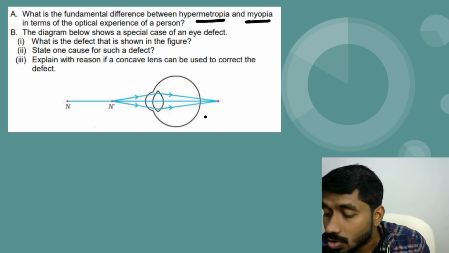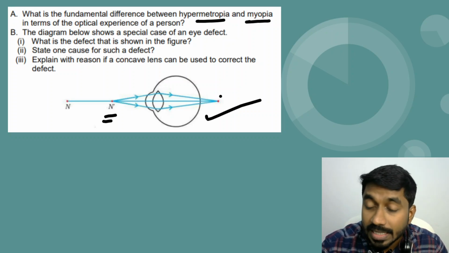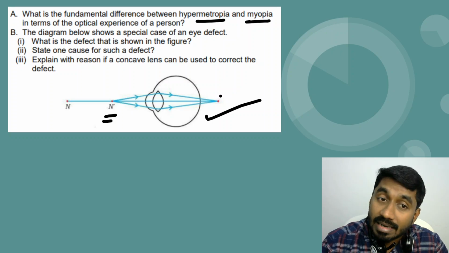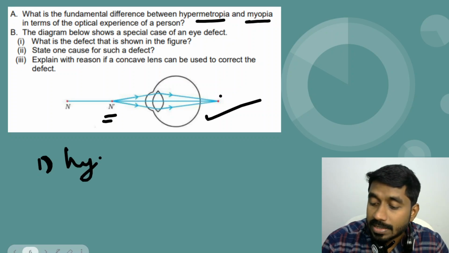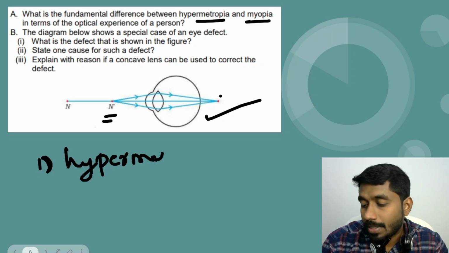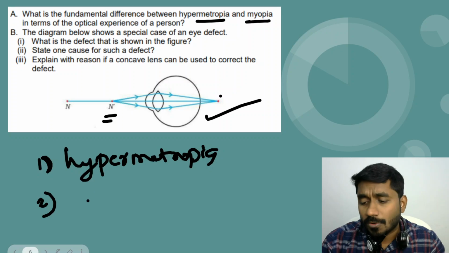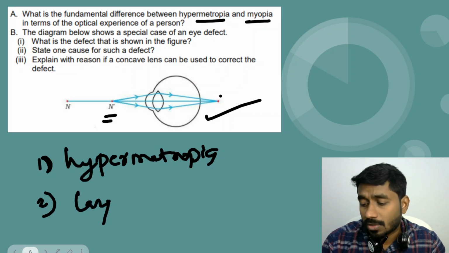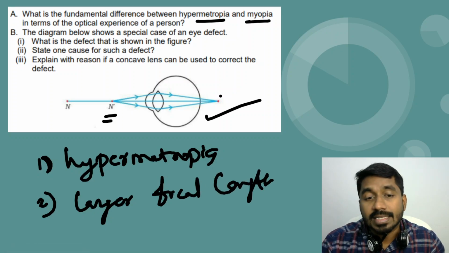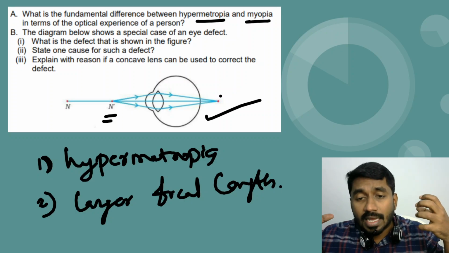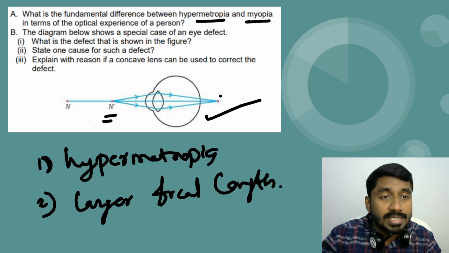What is the defect that's shown in the figure? Here, when the person is trying to look at the nearest object, he cannot focus the image at the retina. So what is the defect? It is hypermetropia. And state one cause for it: because of the larger focal length of the eye lens. Why? Because since the focal length is high, the eye cannot focus the image exactly at the retina.